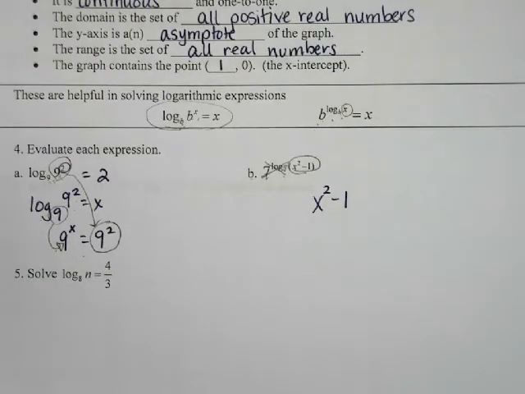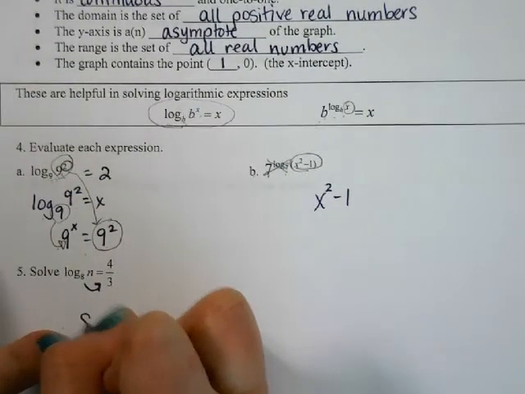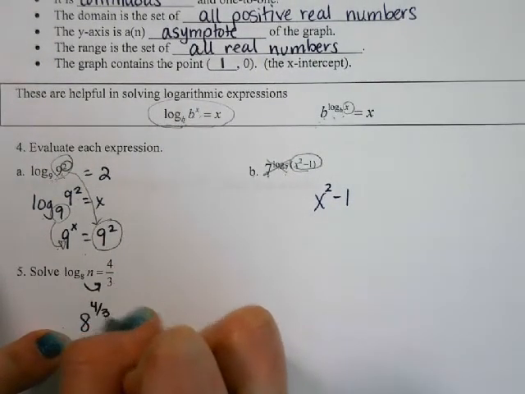But on number 5, we're actually going to solve, because it says solve. So 8 to the n equals 4/3. But sorry, I forgot the log. Log base 8 of n equals 4/3. Yeah, let's change forms. 8 to the 4/3 equals n.